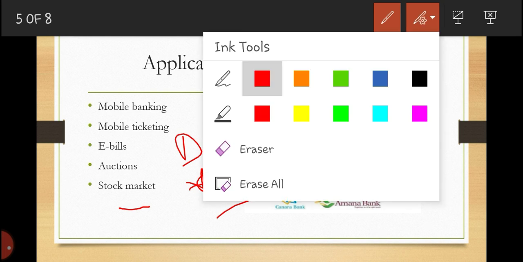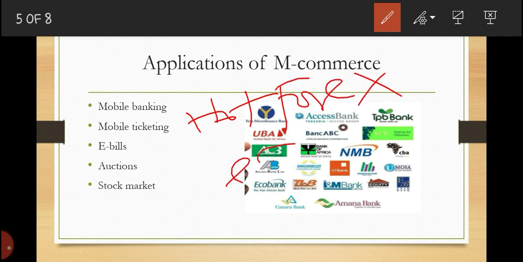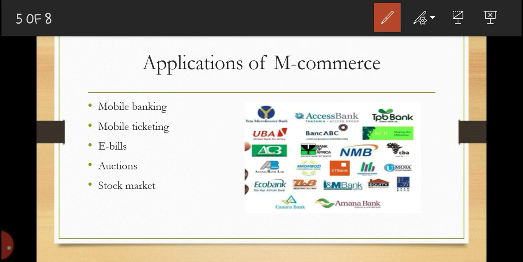We have some apps for stock trading. We have some apps like Hot Forex, eToro, IC Markets, Pax Forex, Robo Forex. All these are stock trading applications that use mobile commerce technology. Now let us move to the advantages.